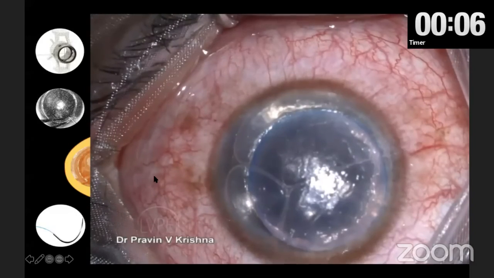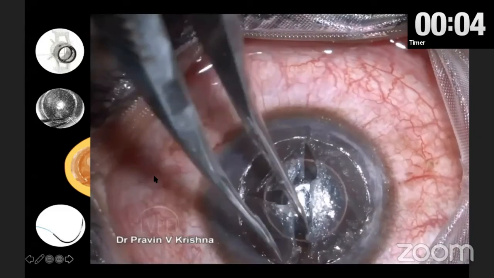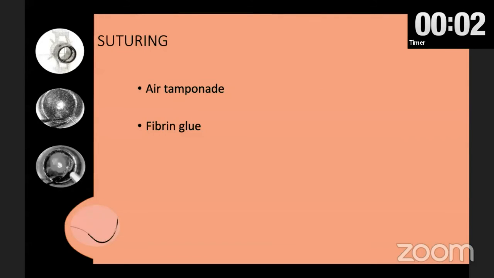So the last step where perforation can occur is during suturing. This is more common in type 2 bubbles where only the DM is left behind. And if the perforation is small, the rest of the suturing can be completed with an air tamponade. Fibrin glue can also be used if the rest of the pre-Descemet layer is intact.